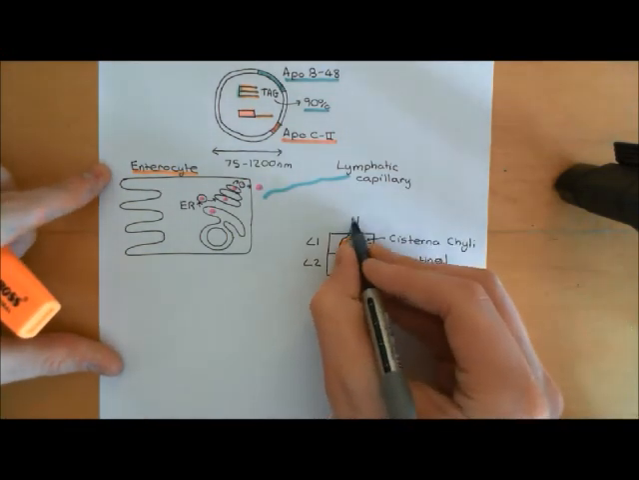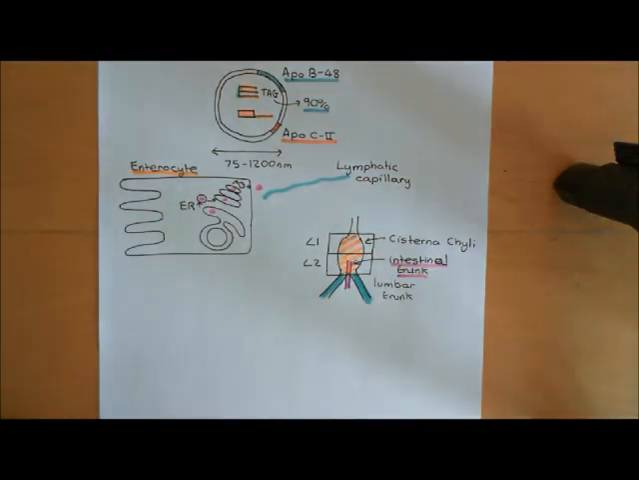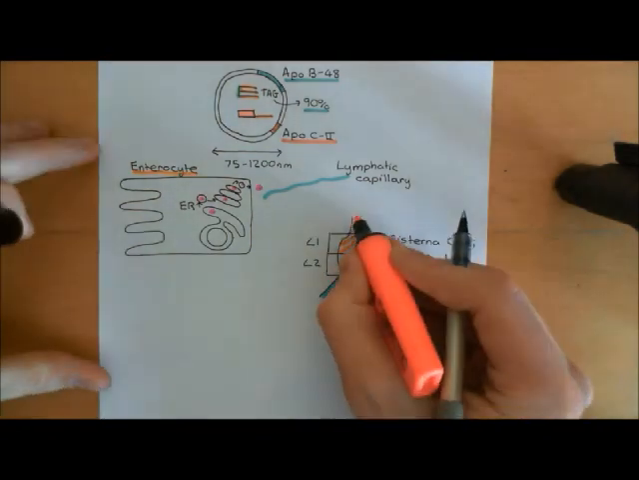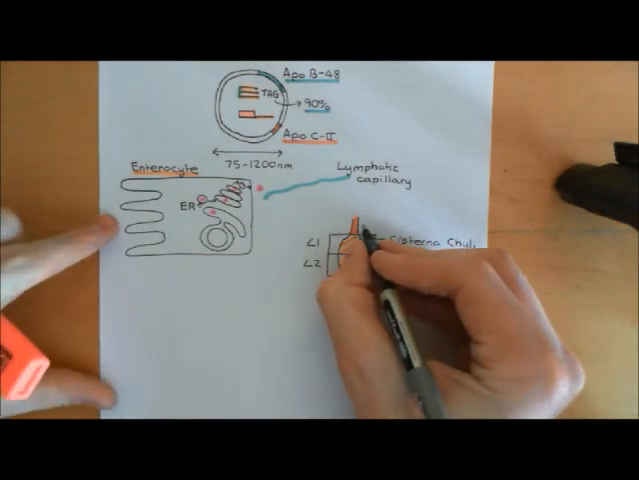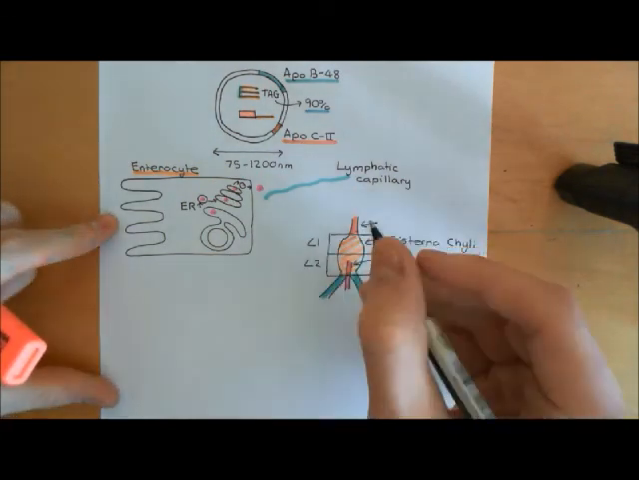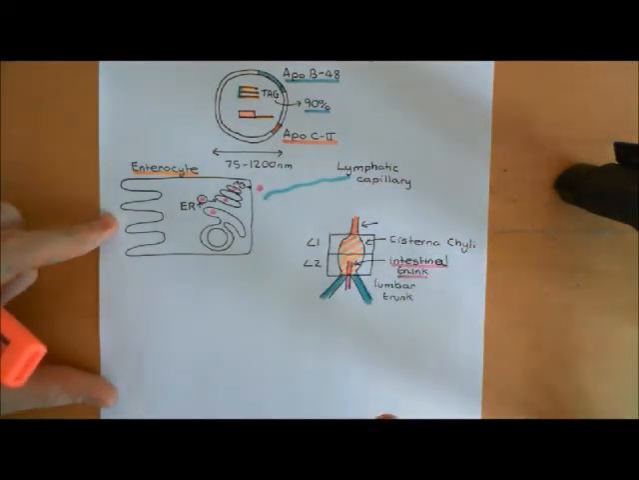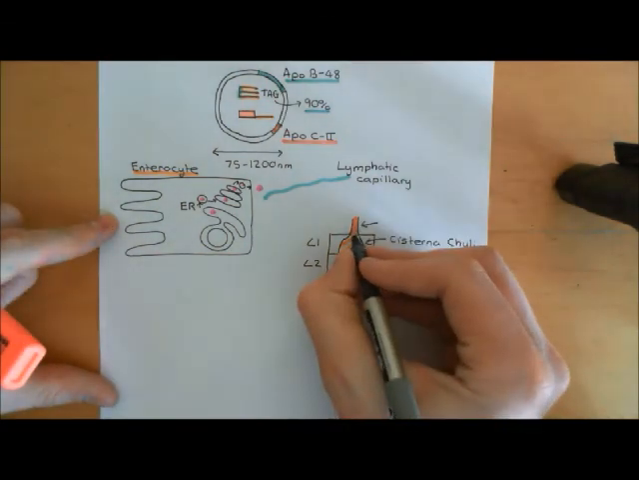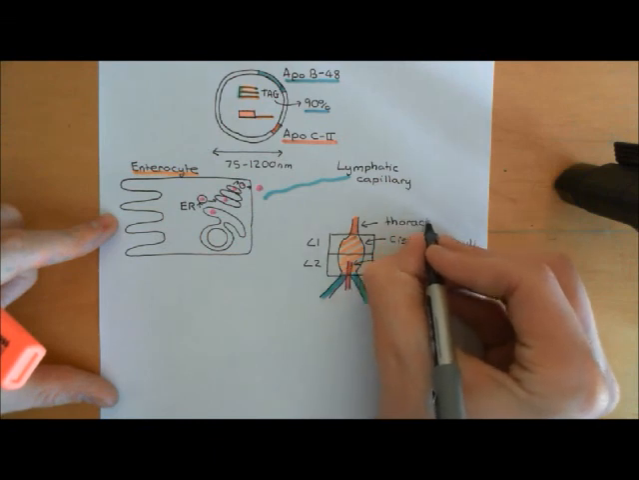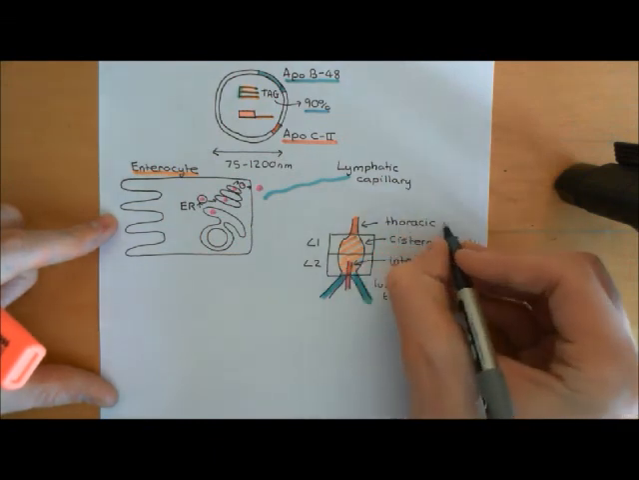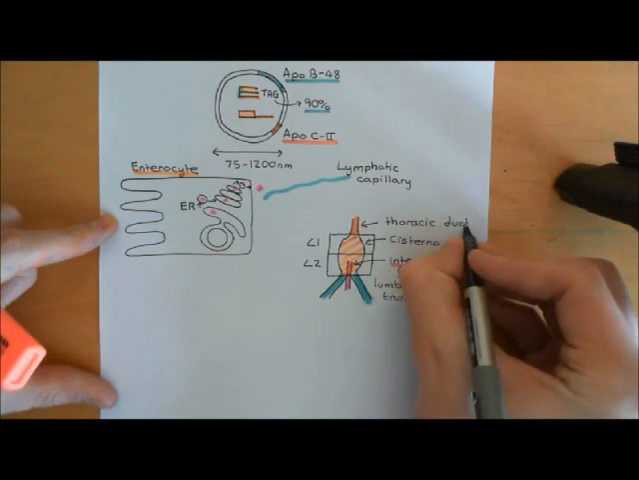Then you'll have one big vessel draining the cisterna chyli, which I'll colour in red here, and this is known as the thoracic duct. This is the way that the chylomicrons, through draining in this lymphatic system, are going to avoid the liver. They're going to avoid that hepatic portal circulation, because this thoracic duct is not going to go to the liver, it's going to drain into the systemic venous circulation. So this is the thoracic duct.